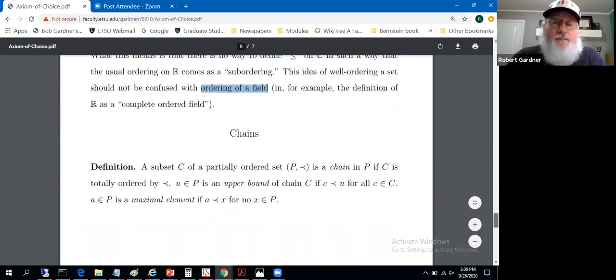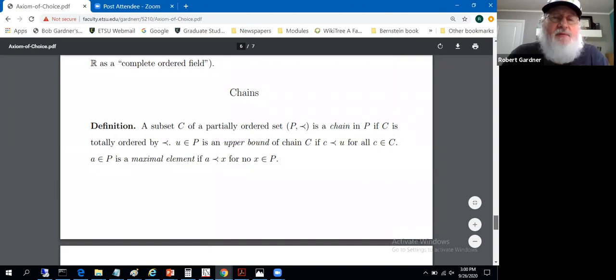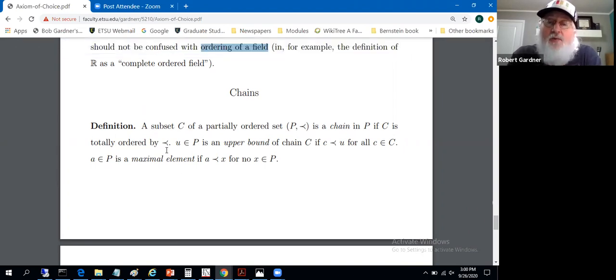We mentioned chains above. Let's see what we're talking about in terms of chains as a definition. A subset C of a partially ordered set, P with this partial ordering, is a chain in P if C is totally ordered by the partial ordering. So it's some subset on which you take any two elements of C, one is less than the other, or the other is less than the one. They're comparable. So any two elements of C are comparable under the partial ordering. That's what a chain is.